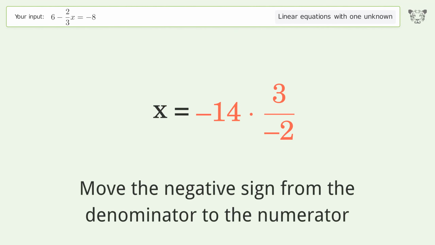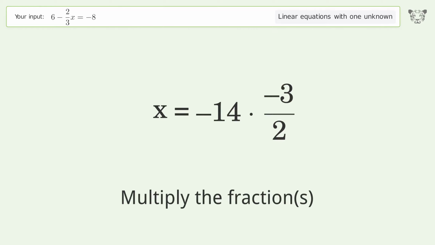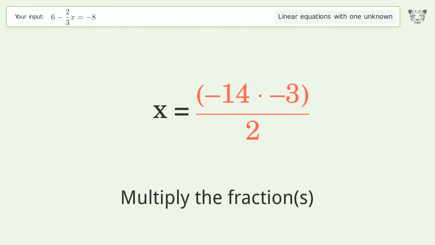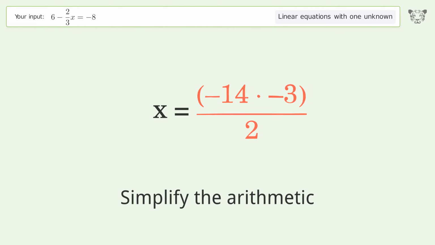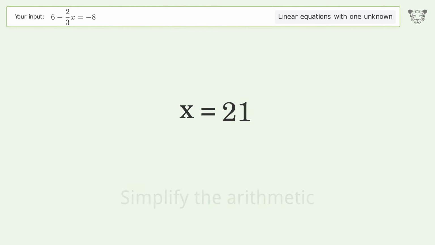Move the negative sign from the denominator to the numerator. Multiply the fractions. Simplify the arithmetic. And so the final result is x equals 21.